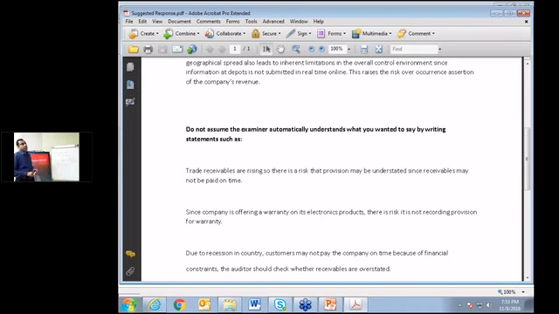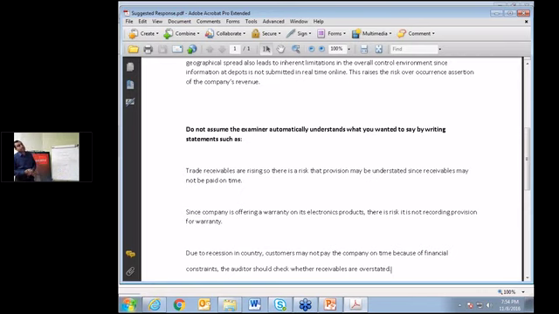Third and lastly, due to recession in the country, customers may not pay the company on time because of financial constraints. The auditor should check whether receivables are overstated. Now again, I mentioned the word check yesterday, a word that I personally do not like a lot. And of course, even from an examination perspective, I would not advise you to use it. But other than just this little problem, there are also other problems.